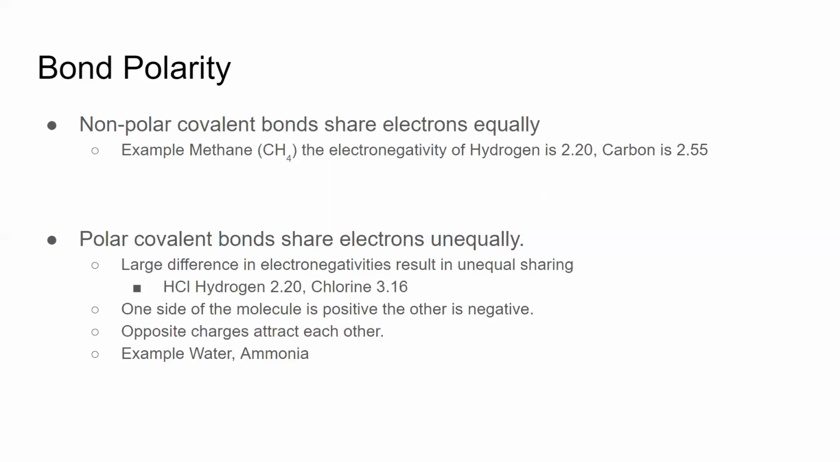So that's where our electrons are being shared unequally. They're spending more time around the atom that has a higher electronegativity. So again, we're talking about a large difference in electronegativities and unequal sharing.